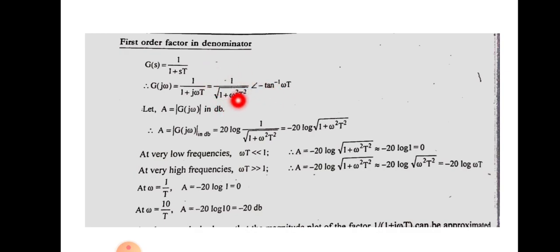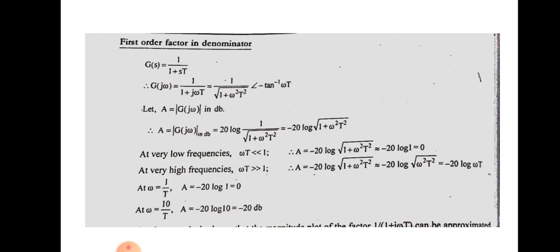So we have to plot this magnitude versus log omega, and also plot this phase versus log omega. The magnitude term contains omega, so we have to substitute different values of omega. When omega t is very much less than 1, the magnitude is minus 20 log of this quantity, which will become 0. Since this is very small, we can approximate it as 0. So the log term will be log 1, that is why 0 comes. And for very high frequency, omega t is very much greater than 1. So the magnitude will be minus 20 log square root 1 plus omega square t square, and it will become minus 20 log omega t.